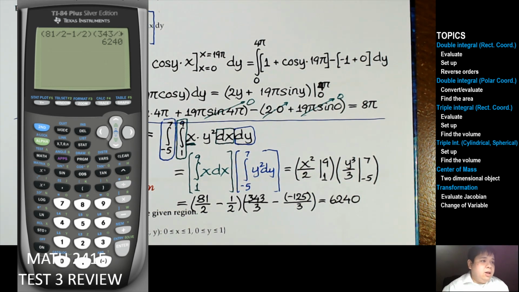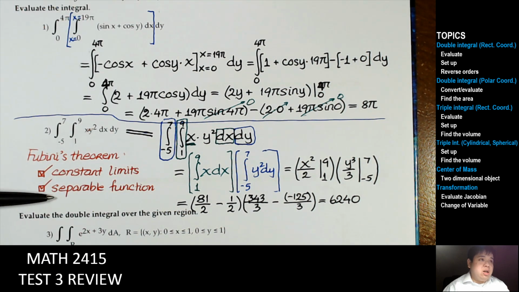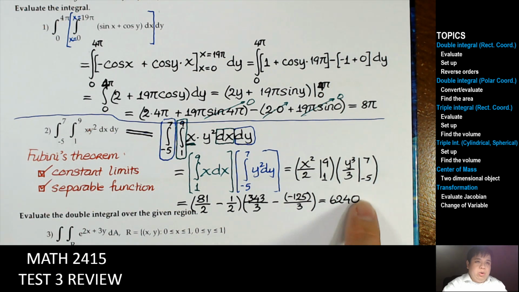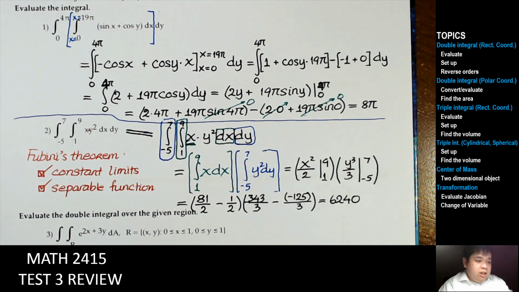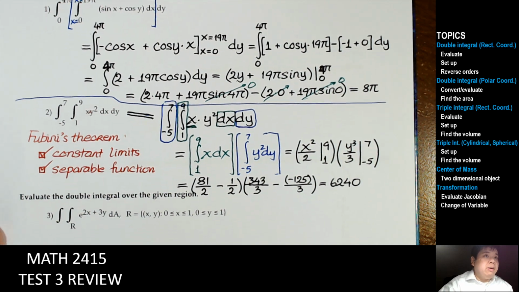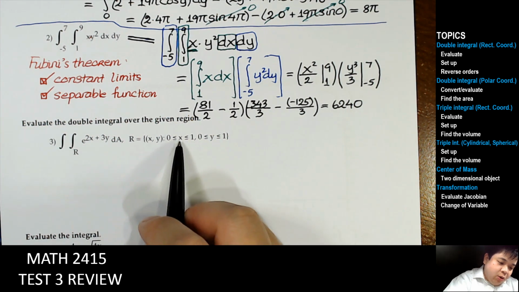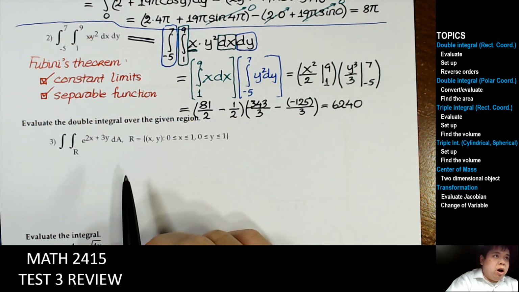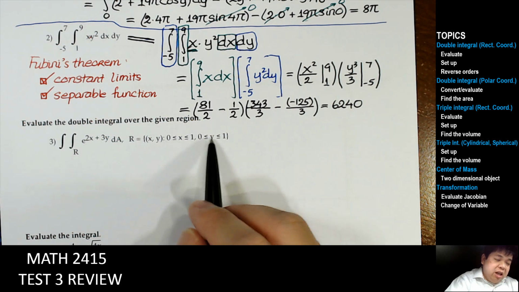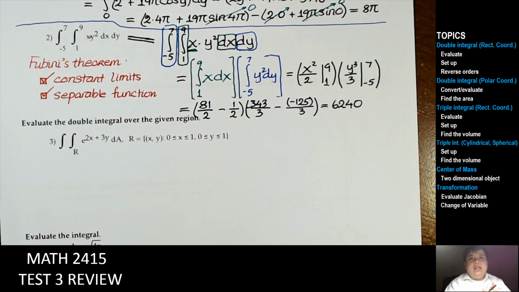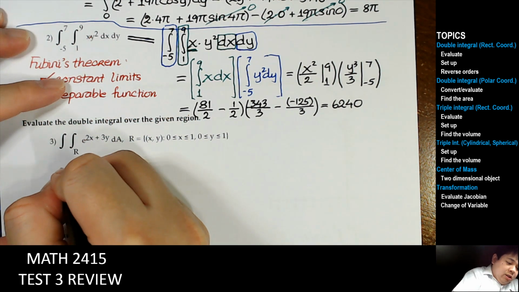So where the limits are constant and the function is separable, for Fubini's theorem, we can evaluate the integral rather quickly, and we're going to use a lot of this whenever possible. Right. The next one, this is the integral from 0 to 1 for x, 0 to 1 for y, so it doesn't matter because the limits are constant. We can interchange dx dy, so it's not really matter.